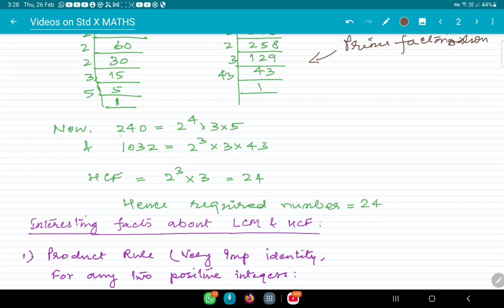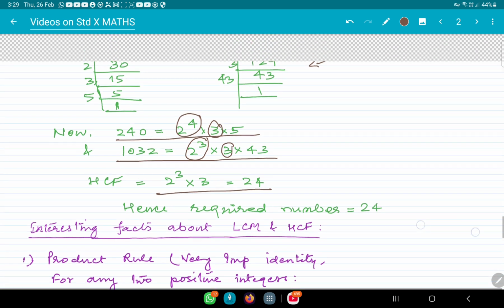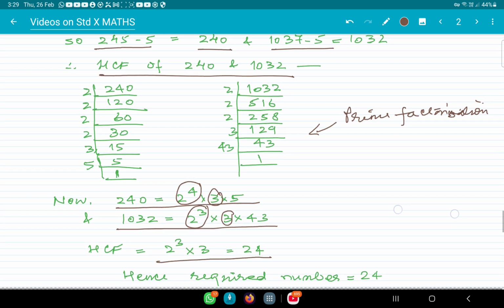you can do the prime factorization of 240 and 1032. Now 240 is equal to 2 raised to the power 4 into 3 into 5, and 1032 is 2 raised to the power 3 into 3 into 43. So what will be the HCF? We will take the common part. 2 raised to the power 3 is common as well as 3 is common. So 2 raised to the power 3 into 3, so 24 will be the HCF of the two given numbers.